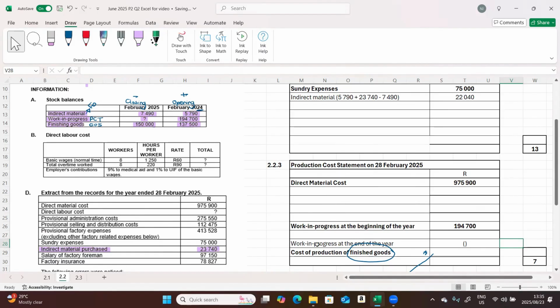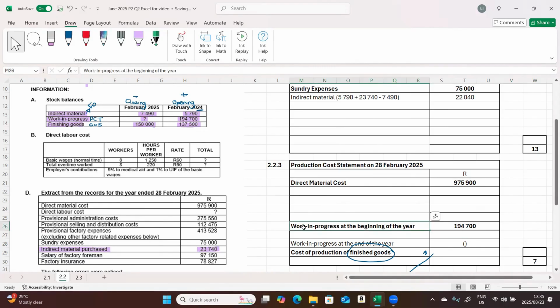That is what your studying should tell you, that this amount, the work in progress at the end of the year, will be a bracket amount. Why? Because closing balances are subtracted and opening balances are added. That is why the 194,700 is added and the work in progress at the end of the year will be subtracted. Guys, it's the same concept as why we add and subtract in the indirect material.